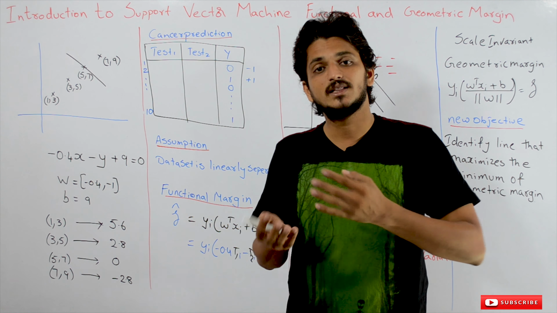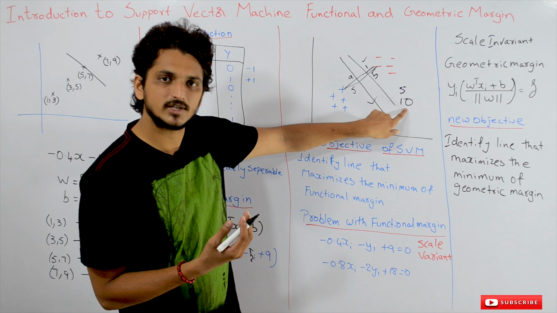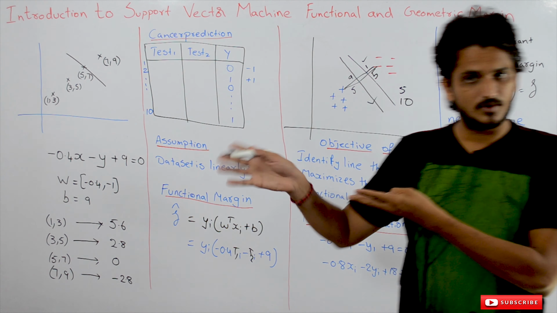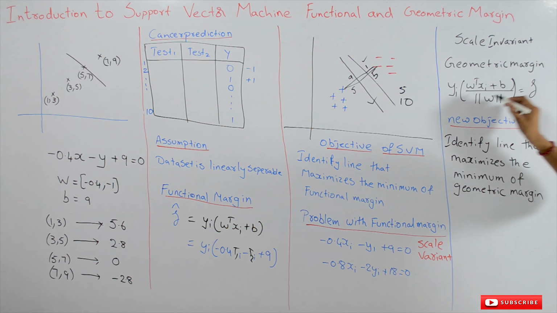What's the objective of our support vector machine? It identifies the line that maximizes the minimum functional margin. But we can maximize our functional margin by scaling the variables. So we need an equation that is scale invariant. If you take any equation of the line and substitute the point, we have to get the same value. This we already discussed before the basics of logistic regression.